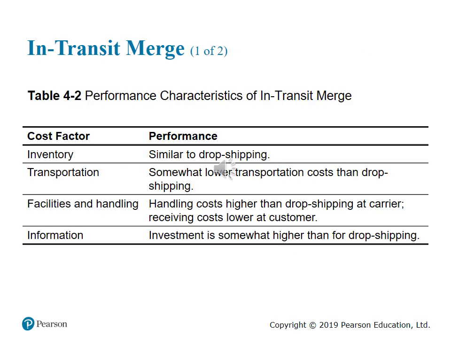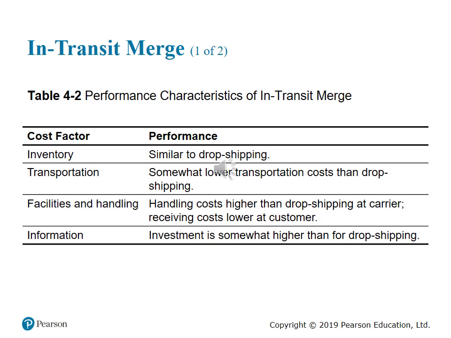Okay, so let's now discuss the different characteristics of the second strategy, in-transit merge. So we have the manufacturer storage with in-transit merge. We have something in between. For the inventory, it's similar to drop shipping, the first option that we discussed in this part.